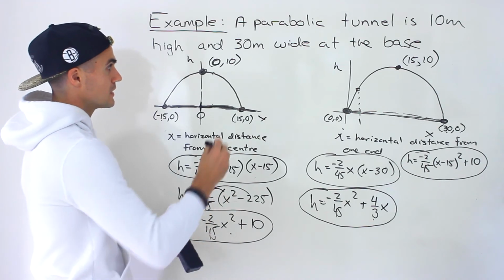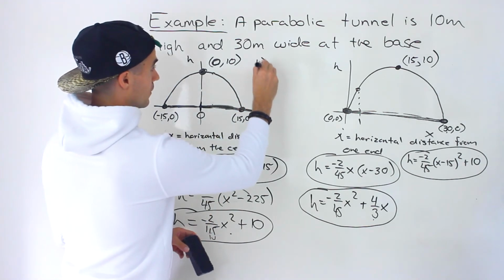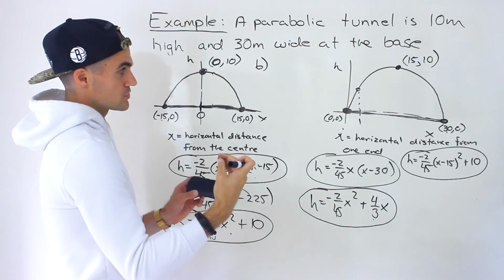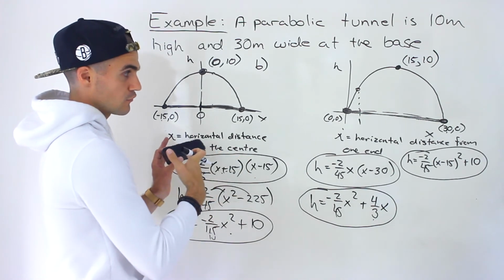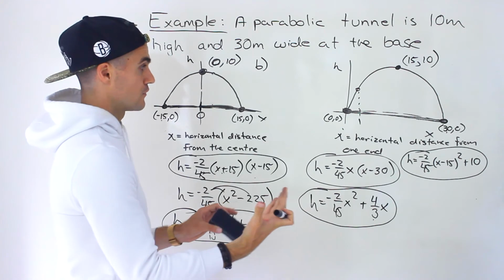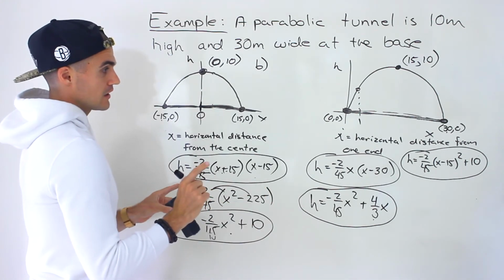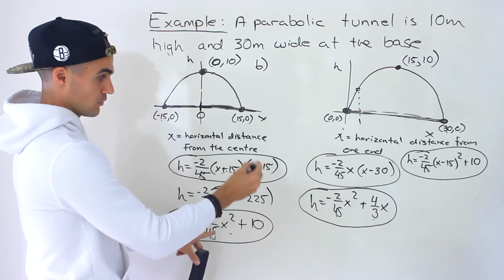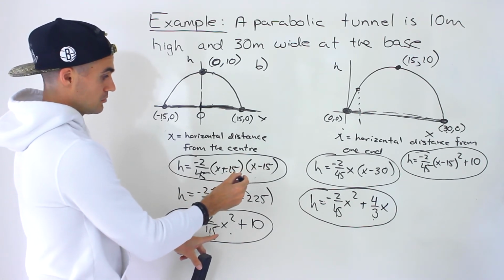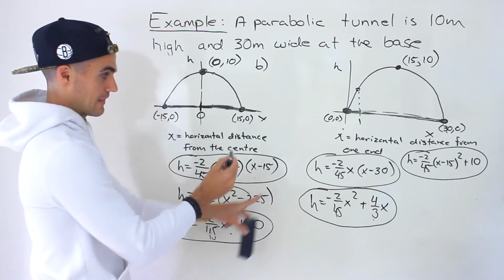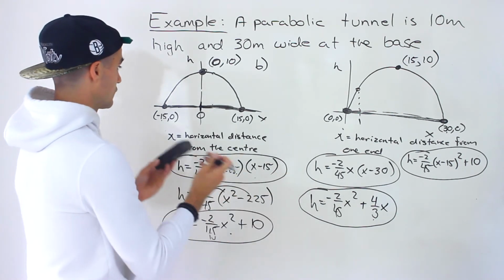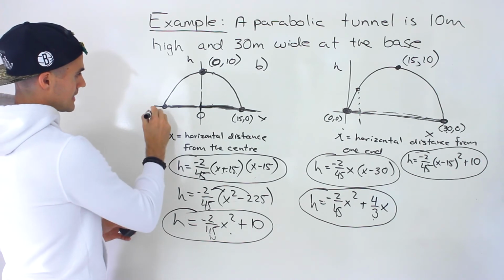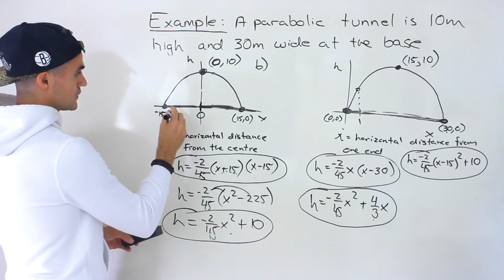Now in part B, what they're asking for is what is the height going to be at a horizontal distance of 3 meters from one end of the tunnel. And so here you got to be careful because the x value you're going to plug in, we're going to use both equations. The x value you're going to plug in for this equation and this equation, they're actually going to be different. So here, this is at an x value of negative 15.